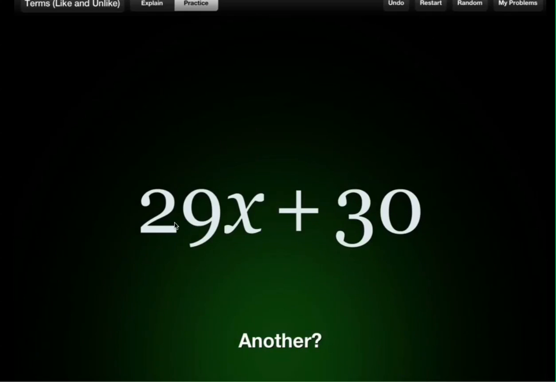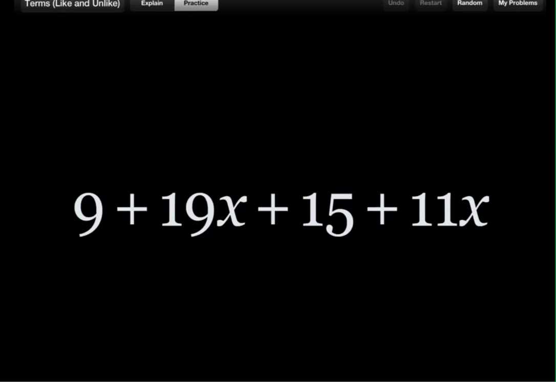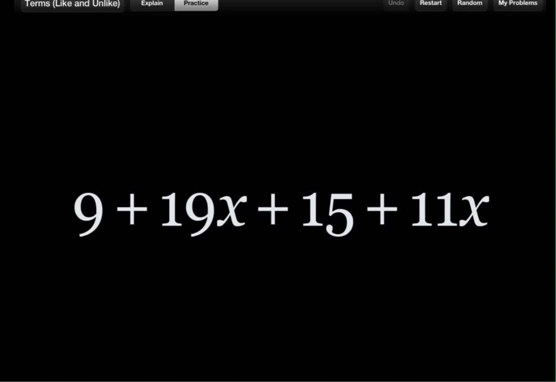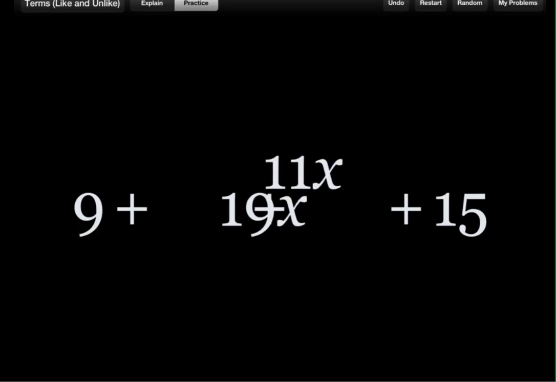Notice there's nothing else to do. I can't add the 29 and the 30 because this has an x associated with the 29. This doesn't. Let's do another one. Now, what you can see here is that this app requires you to put the x's together and the constants together before you can press plus. If I press this plus here, what happens is it gives a wiggle, meaning you can't do that operation. All you need to do is grab this one by just placing your finger on it and then dragging it next to the 19. Now I could put it there. Okay, I could also put it there.